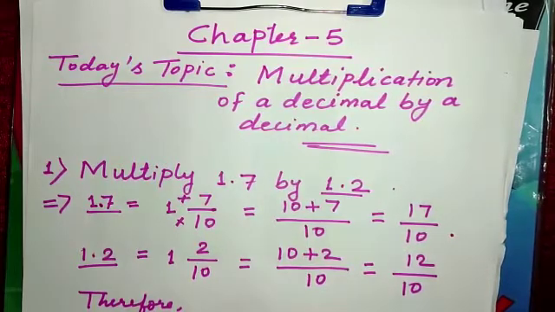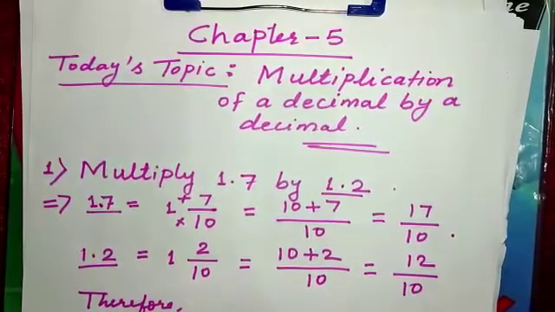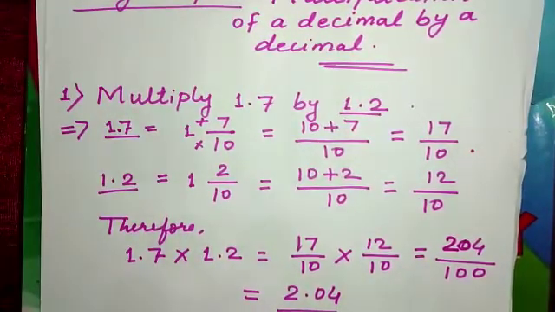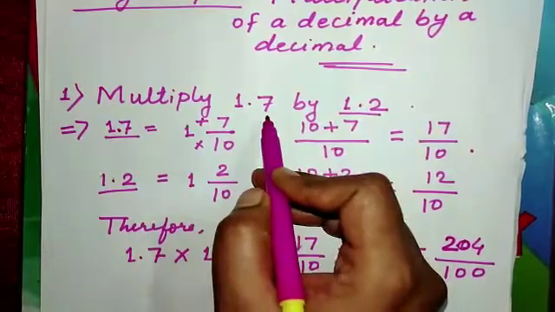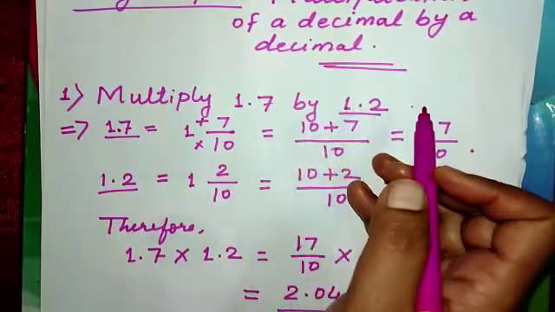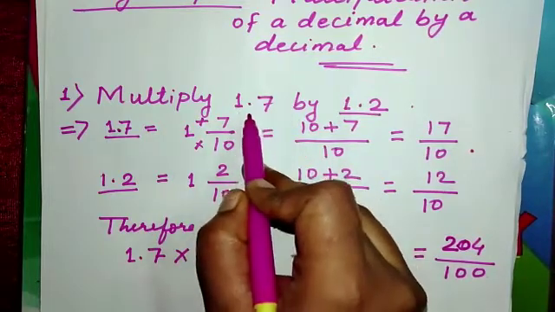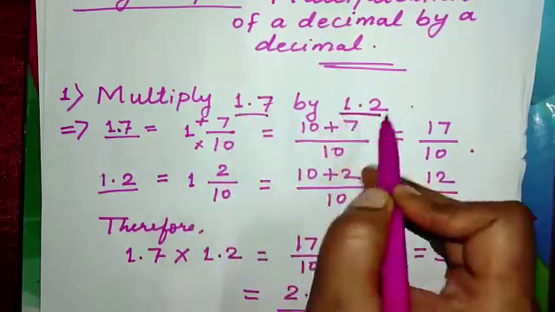So today we are going to learn our new topic, that is multiplication of a decimal by a decimal. So here we are going to learn multiplication of decimal by a new method. Okay, let's start. So first we will take one example. Multiply 1.7 by 1.2. So here if we see, we are getting a decimal point here also and here also.